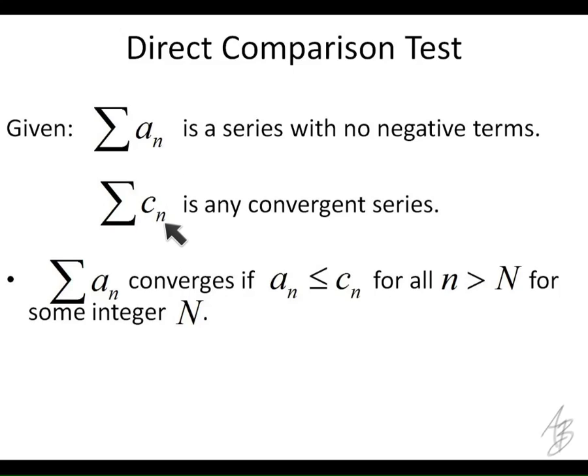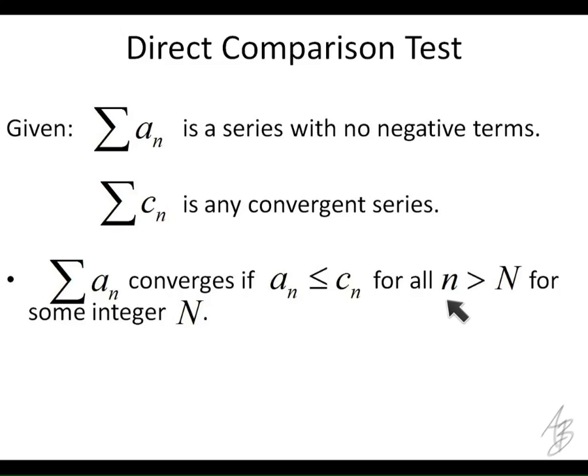We have this other series that we know that we're going to compare it to. We know that this series converges. So again, we don't know if a sub n converges or diverges yet. We know that the series of c sub n does converge. If the series c sub n converges, then if all of the terms in a sub n are less than or equal to the terms in c sub n, guess what's going to happen? It's also going to converge. So if the terms in a sub n are smaller than the terms in c sub n, and we know that c sub n converges, then a sub n also has to converge.